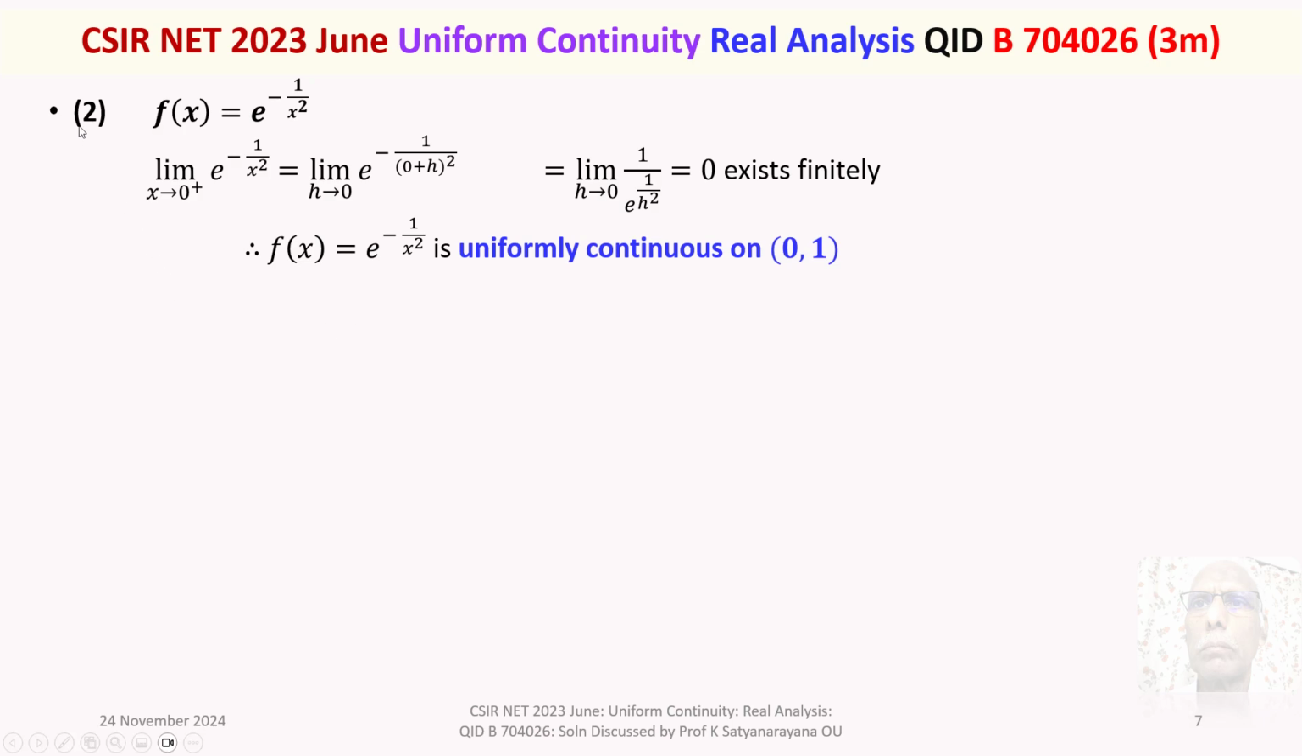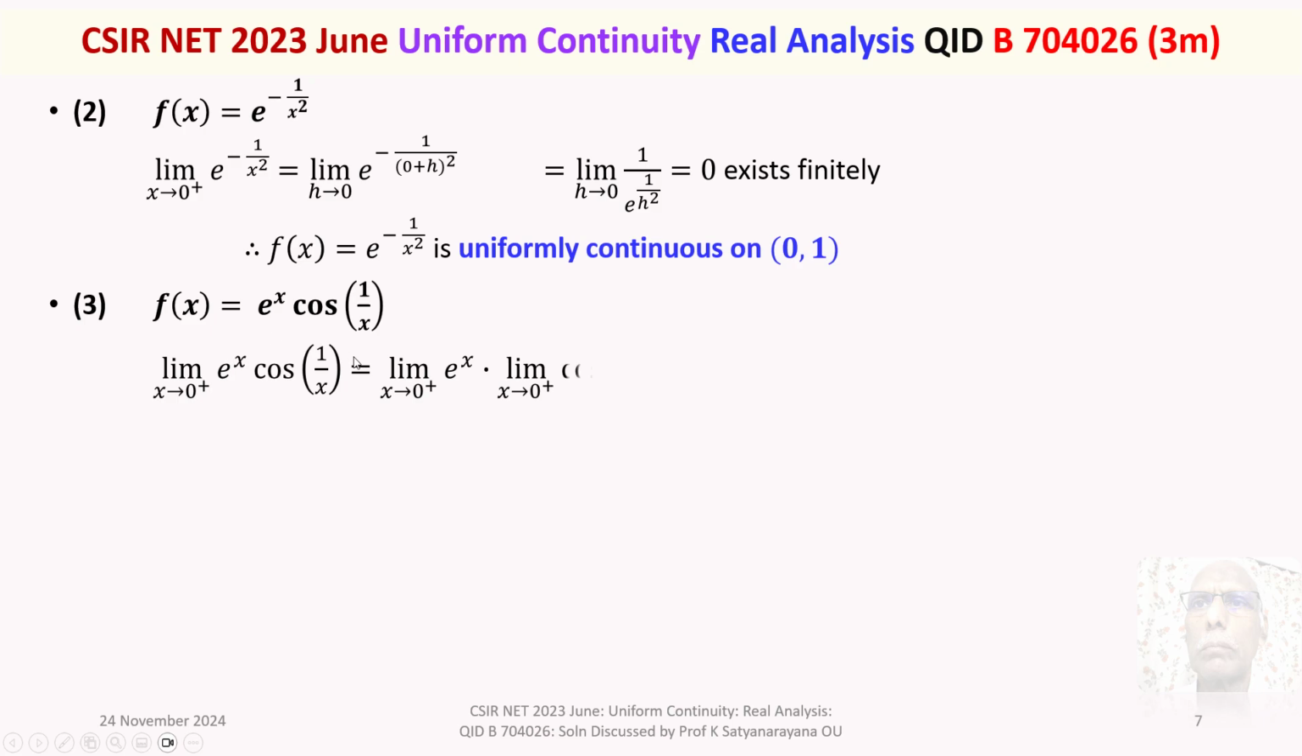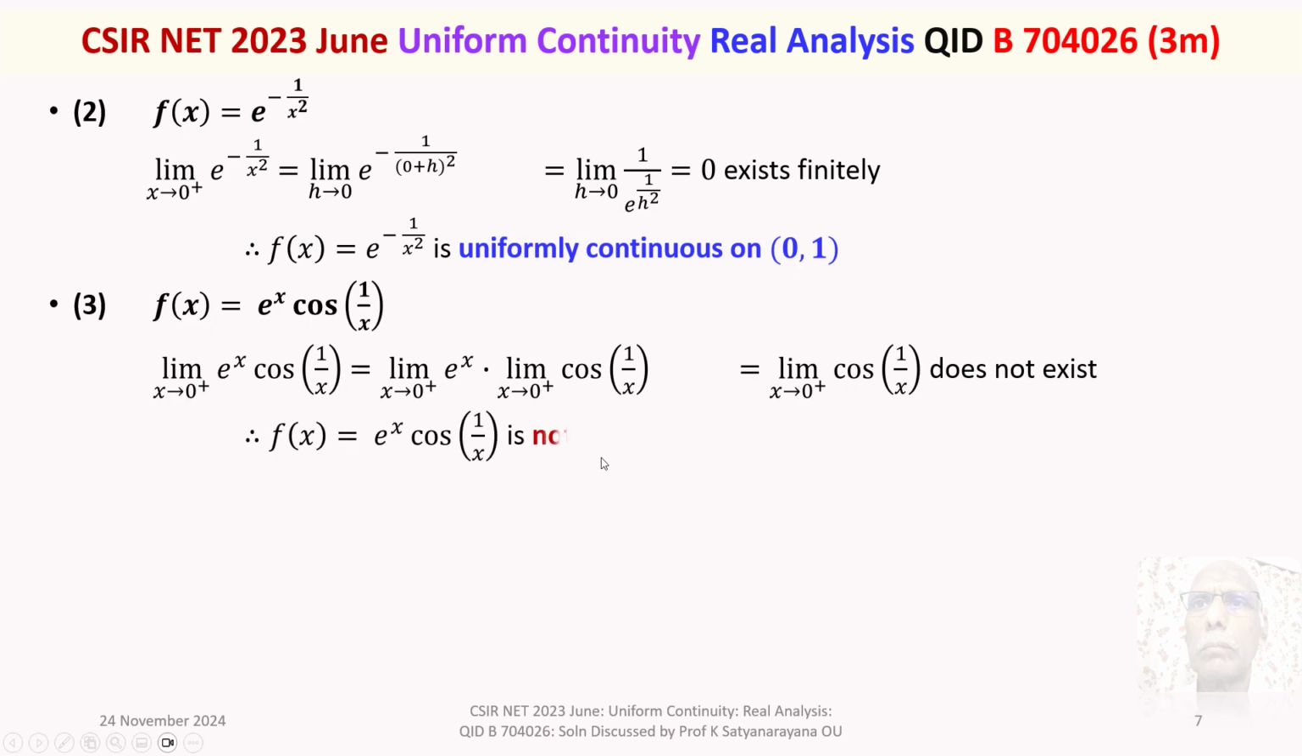Anyway, we will verify options 3 and 4 also. Option 3, f(x) = e^x cos(1/x). The limit as x tends to 0 plus of e^x cos(1/x). This is a product, and the limit of the product is equal to the product of their limits. The limit as x tends to 0 plus of e^x is 1, multiplied by the limit as x tends to 0 plus of cos(1/x), which does not exist. Therefore, this function is not uniformly continuous on the open interval (0, 1).